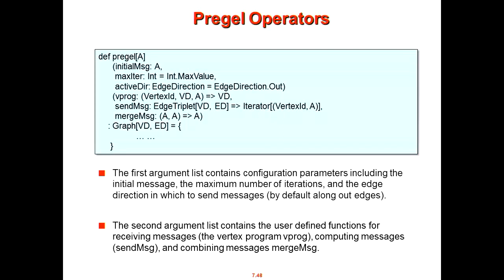Taking the shortest path problem as an example. Initially, for the source node, the distance is 0, and for all the other nodes, the distance is infinity, right? So that's kind of the initial message. In the shortest path problem, you just need to give an initial message like that. You pass that initial message to this Pregel. Oh, sorry, that's not a function.